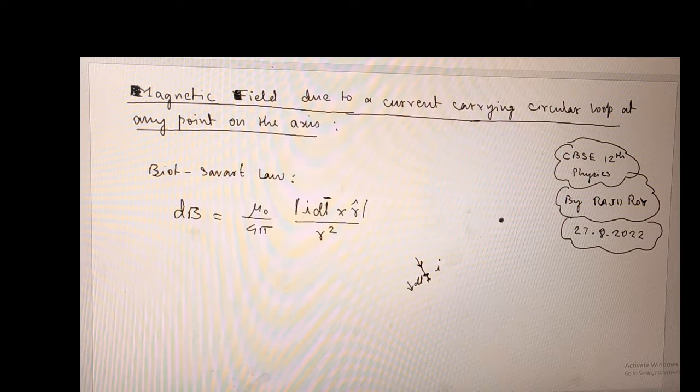And here I want to find out the B at this point P. So from this element, which is your source, with current I and dl in this direction, you join to P. This will be along this direction, r cap will be there. So I dl cross r cap.